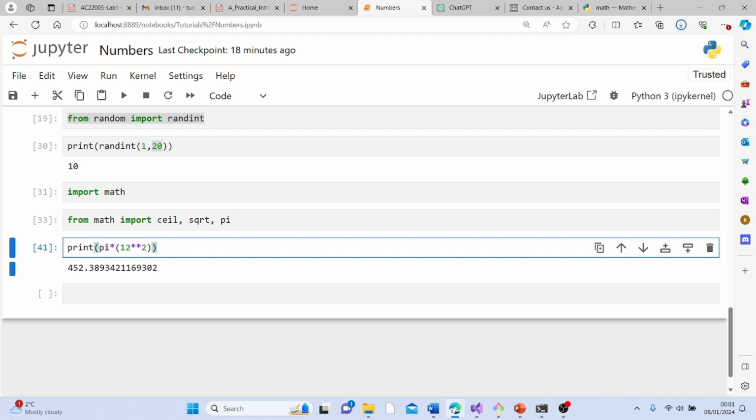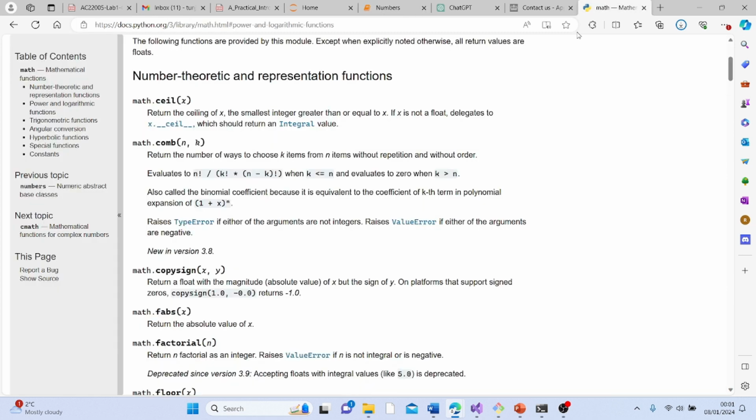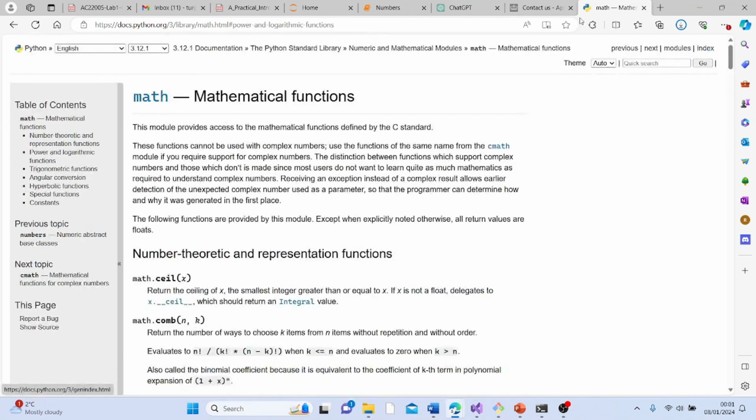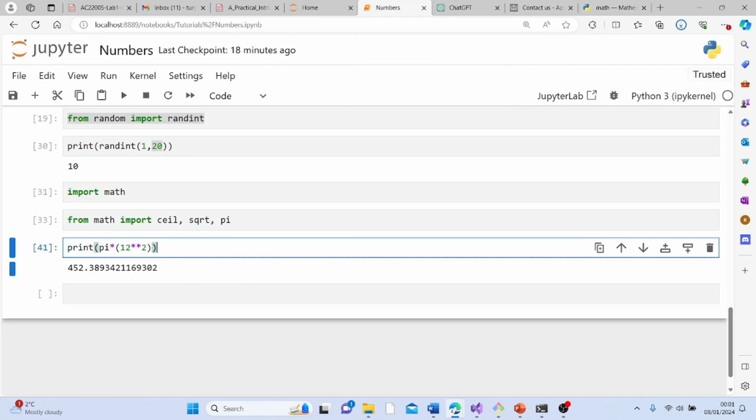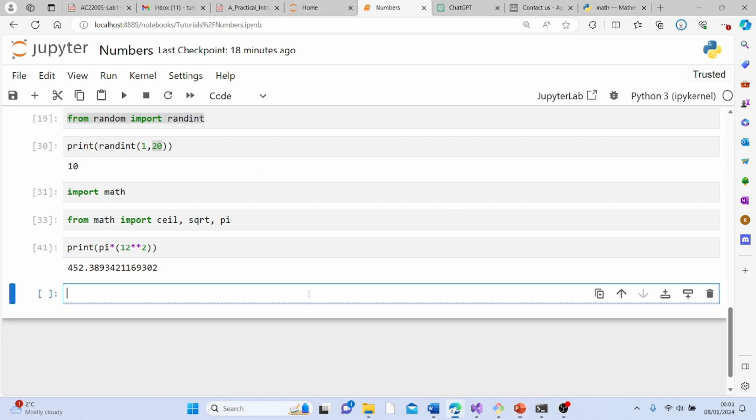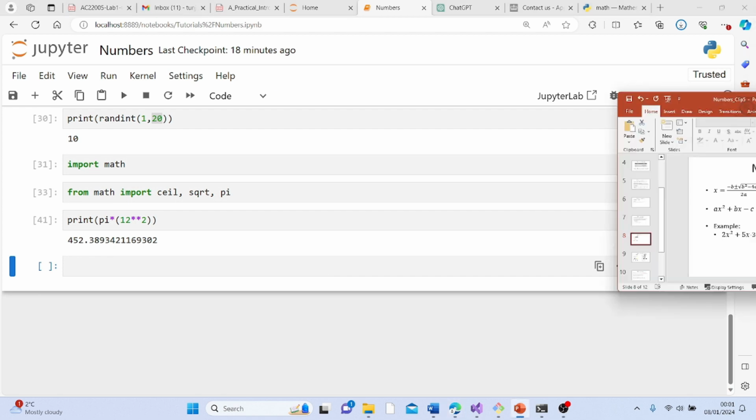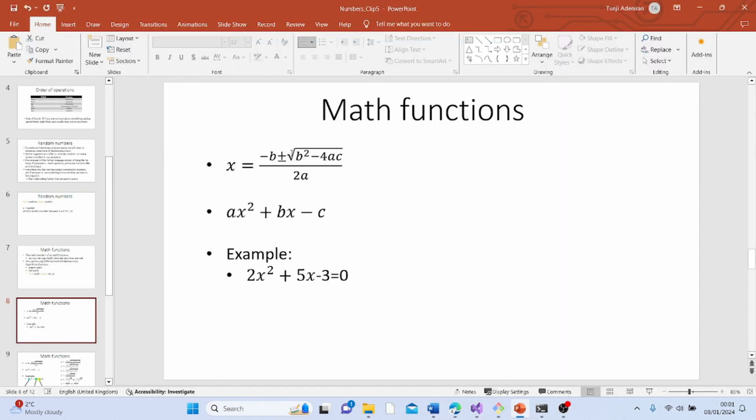Quick one about how to use math. You can explore further other functions that you can use in math that can be useful in your program. Let's do a kind of exercise with this. You have an idea about the quadratic equation, which is given like this, ax squared plus bx minus c.